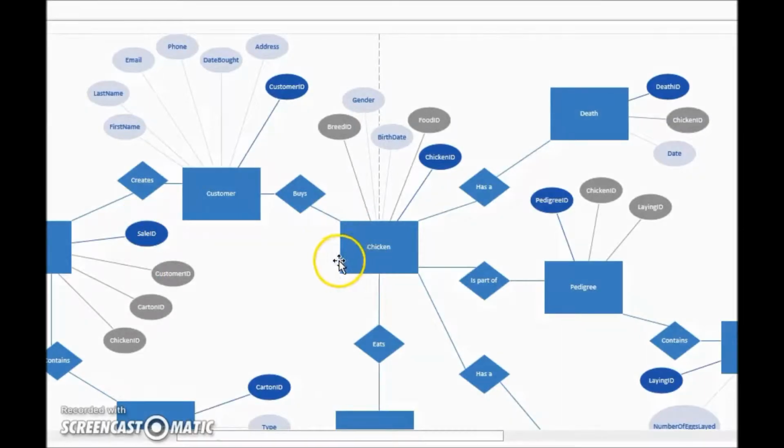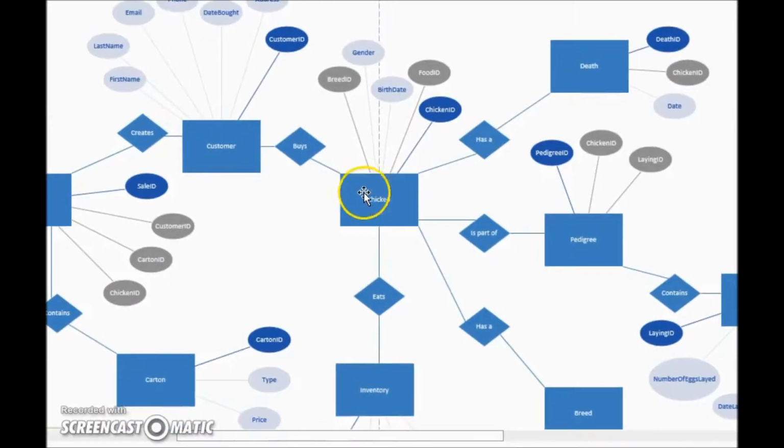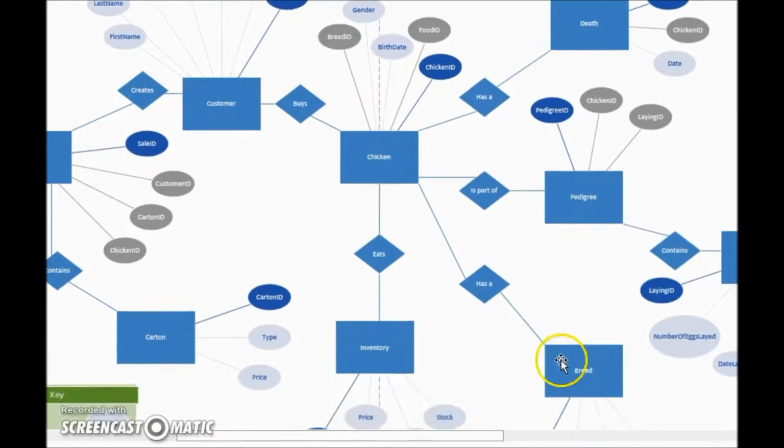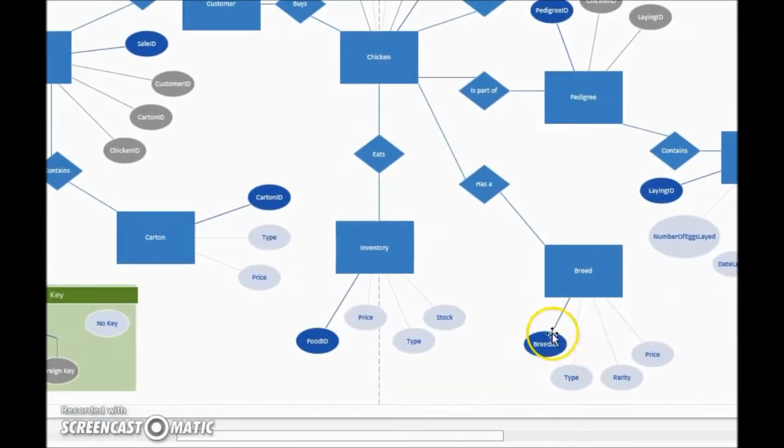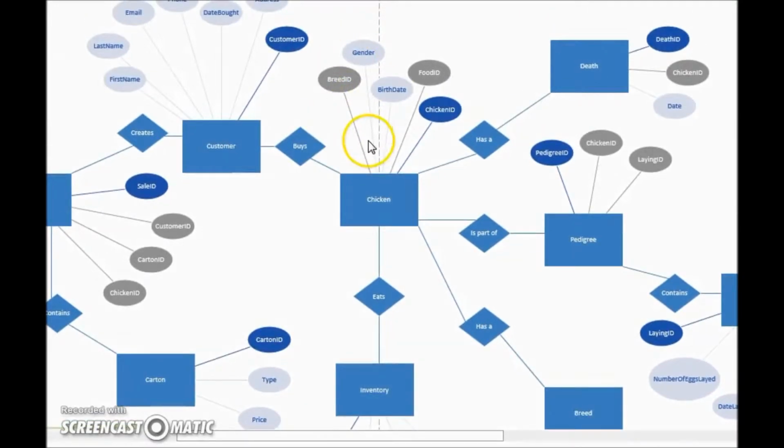Here's the database diagram for our database. Everything revolves around the chicken because this database is intended to keep track of chickens and their attributes. So we'll start off, we have a chicken which has a breed ID, which refers to the breed table. This is just like the type of chicken that is in the database.